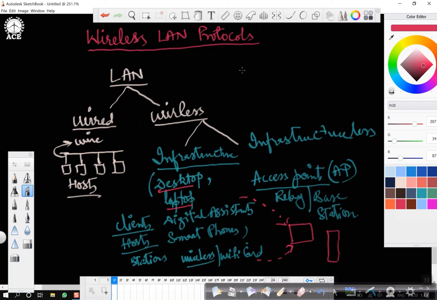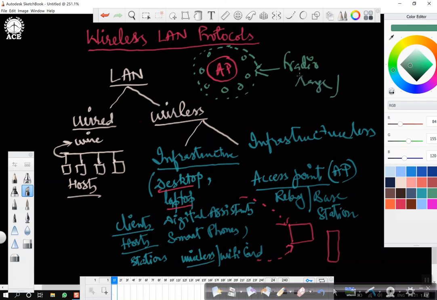So every access point, for example, if I say the access point is like this, every access point will have its own radio range. Means the range to which it can support, it can access. Means within this radio range, if your clients are present, you will be able to access the network, right? So these are the radio range, the range of the access point. If you are present within this range, then only you will be able to get the connectivity. If you are outside this, then you won't be able to access it.